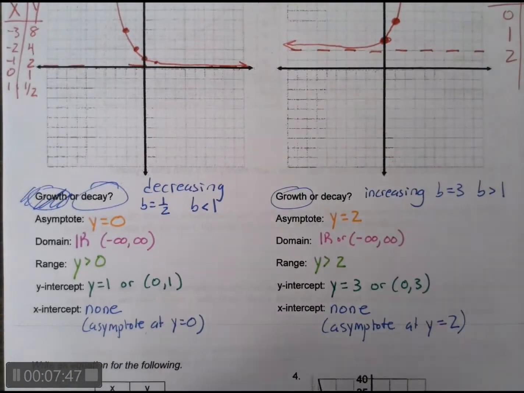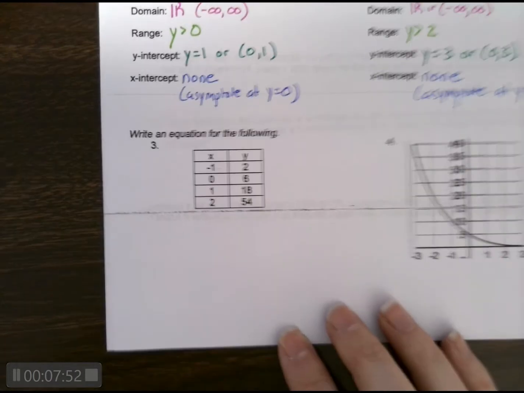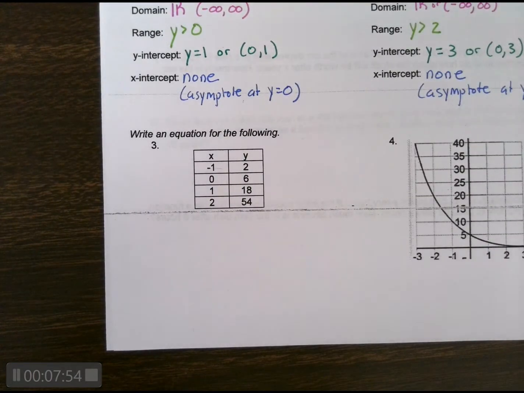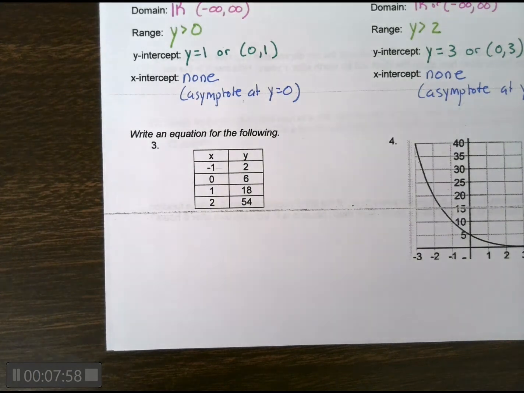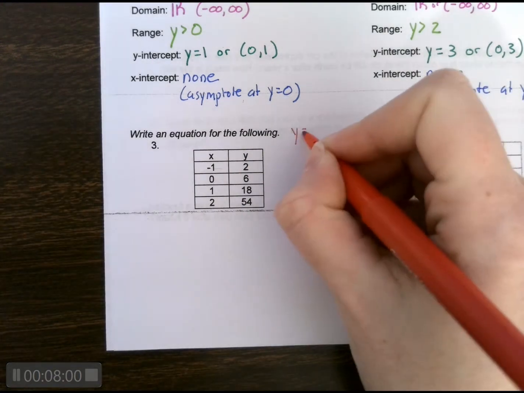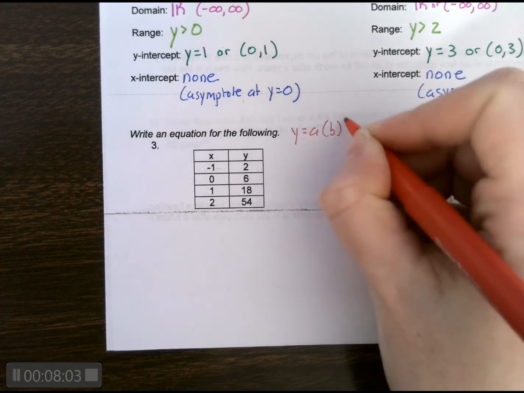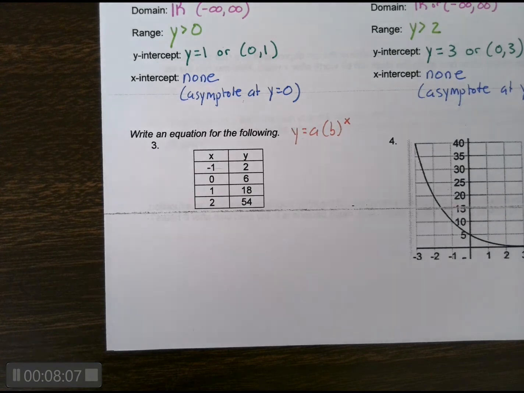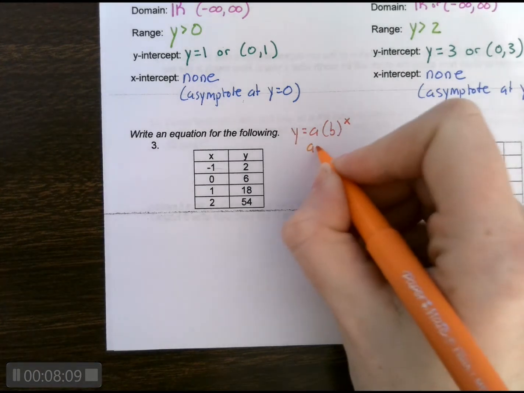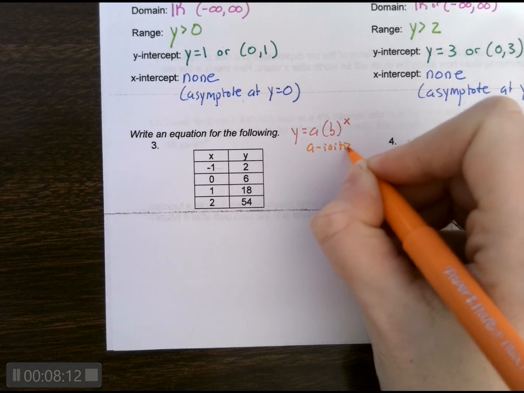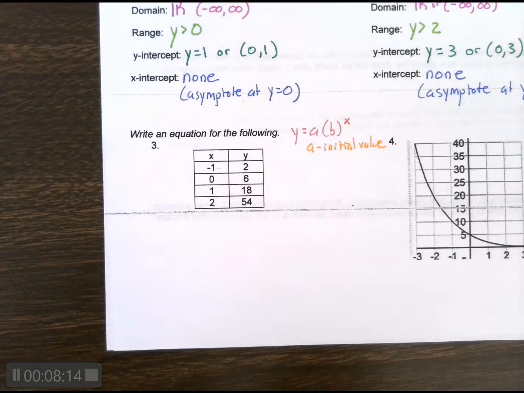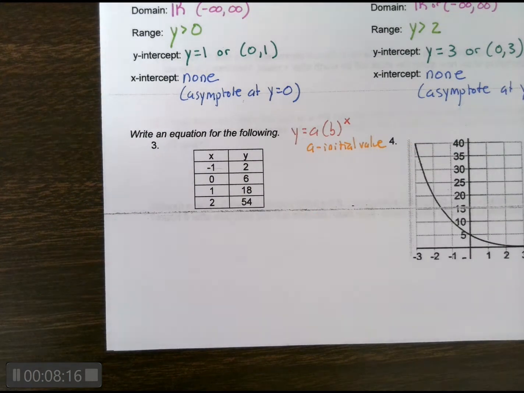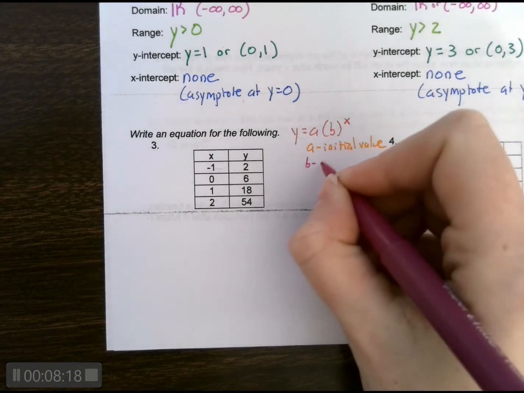So now let's move on to number 3. Number 3 wants us to write an equation for the following. Remember, whenever we write an equation, it's going to be in the form y equals a times b to the x, where a is our initial value, and b is our multiplier. It's our base.